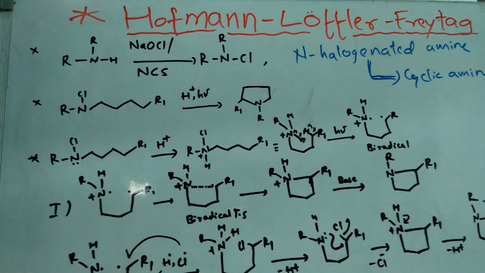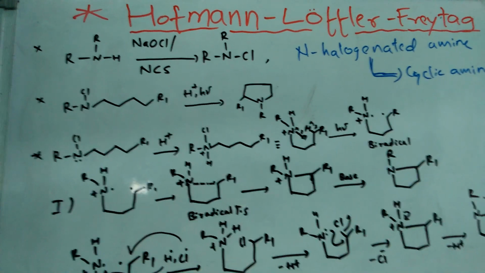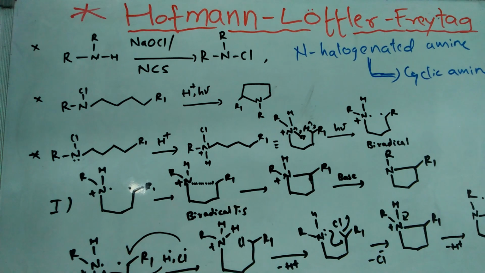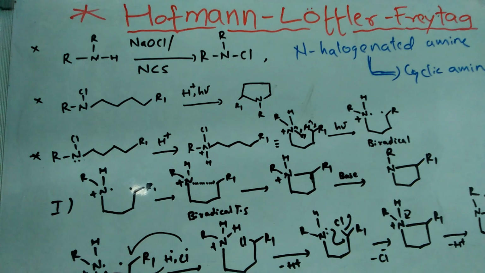Hofmann-Loffler-Freytag reaction. It's the reaction in which N-halogenated amines will be converted to cyclic amines in the presence of acid and under photochemical conditions.